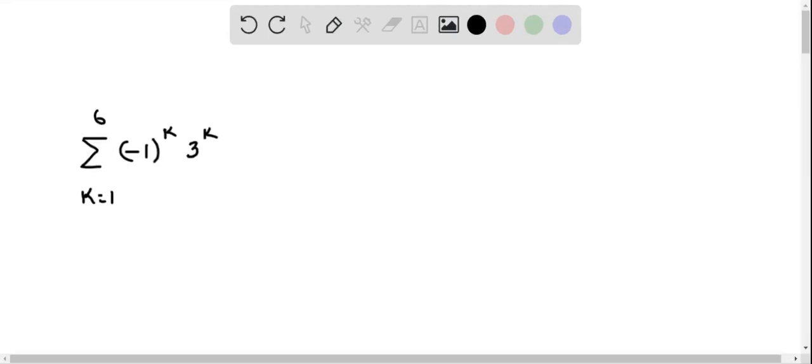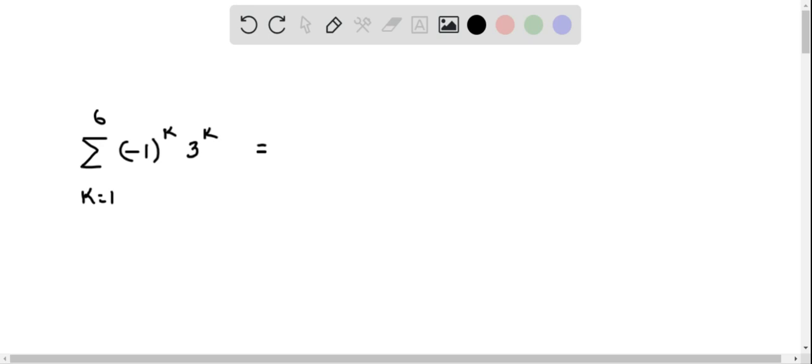We now determine the sum of this sequence. So here we are given the sequence in sigma notation, that is (-1)^k times 3^k, where k varies from 1 to 6. Let's write this in series notation by substituting the values of k equal to 1 to k equal to 6.